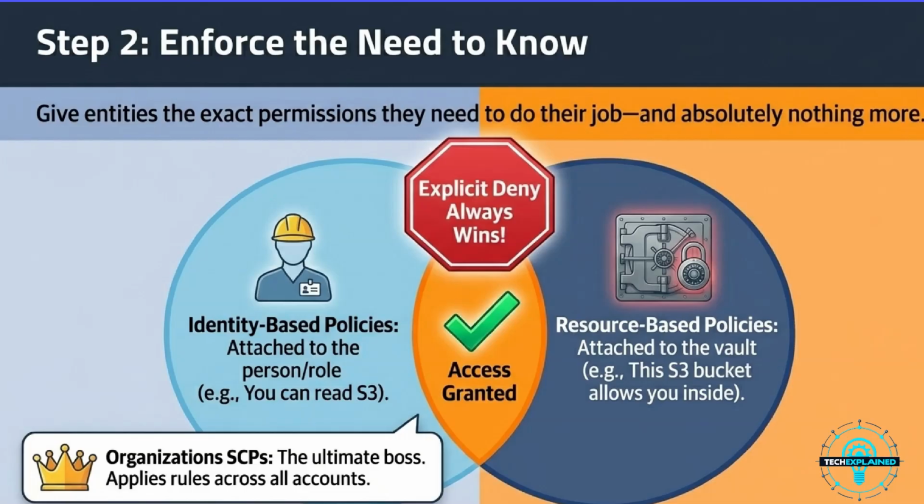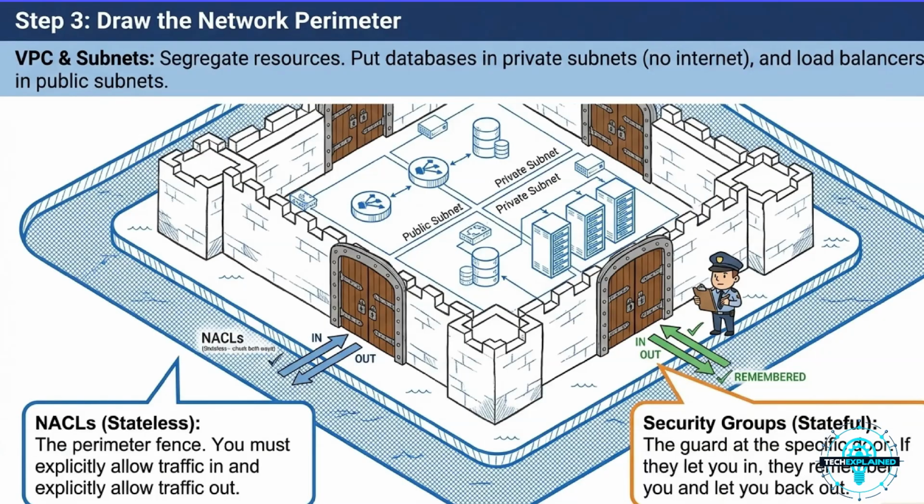And at the organizational level, service control policies, or SCPs, act as guardrails, setting maximum permissions across your entire AWS organization. Step 3 focuses on your network perimeter. Imagine your VPC, or virtual private cloud, as a medieval castle. You have public subnets exposed to the internet, and private subnets hidden behind layers of protection.